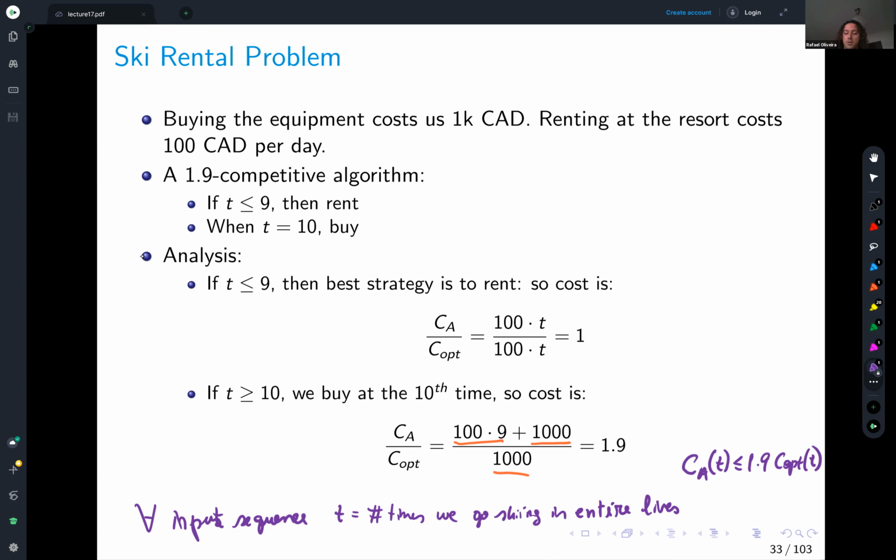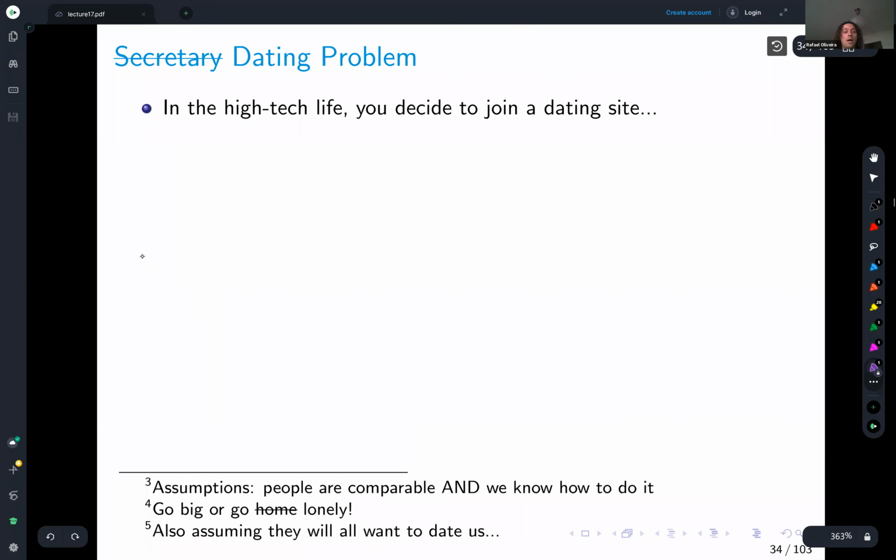Okay, great. So now, let's talk about the dating problem. This problem is also known as the secretary problem, but I really don't like that name, so I prefer the dating problem. It's more fun, right? So, all right, what is the dating problem?